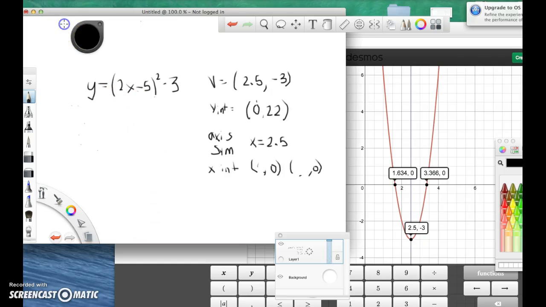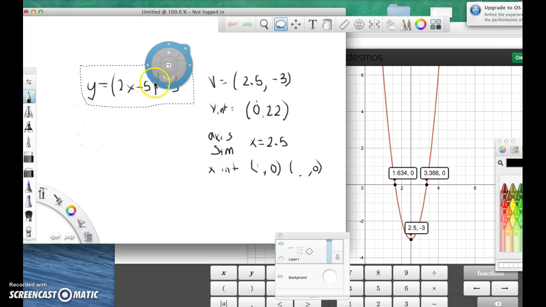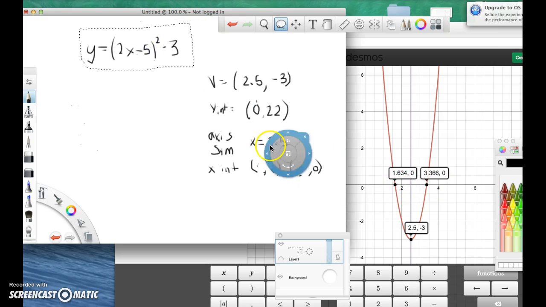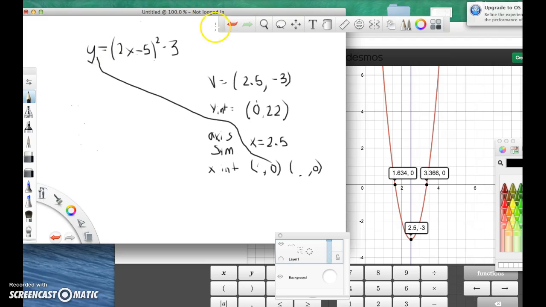Okay, so here's where we were, trying to find the x-intercepts. We had left off saying that the y is 0 on both of these. See that? So we're going to replace this with y, I mean, with 0. So we put 0 equals 2 times (x minus 5) squared minus 3.